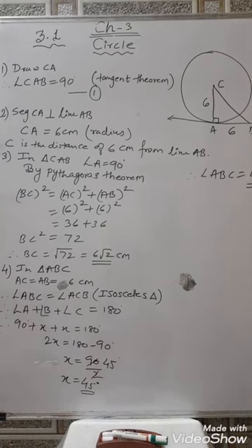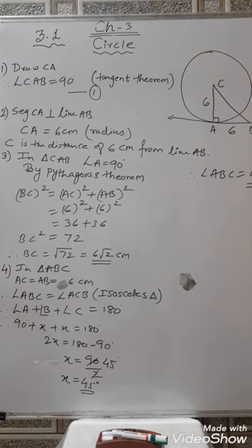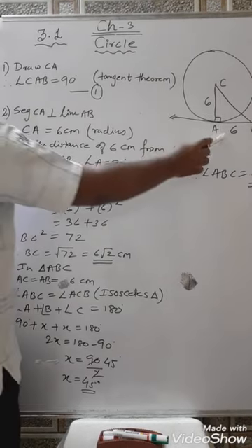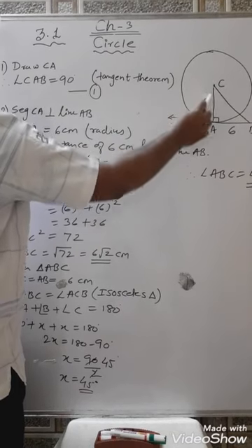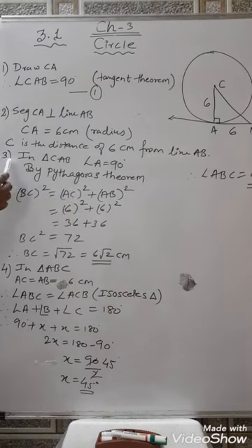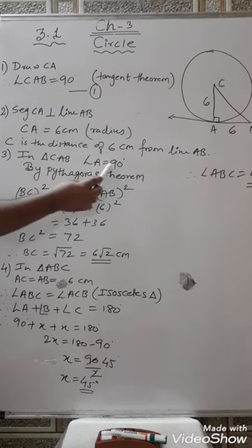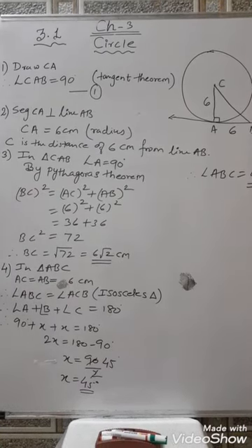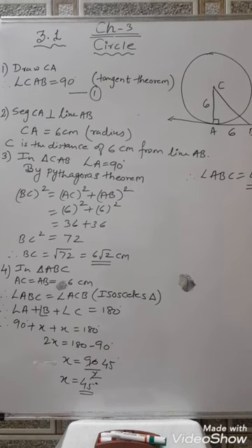Then the third part. It is given that distance AB is 6 cm. This one is given as 6, and this we already got, it is 6 cm. So in triangle CAB, angle A is equal to 90 degrees, that we know. We have to find BC.